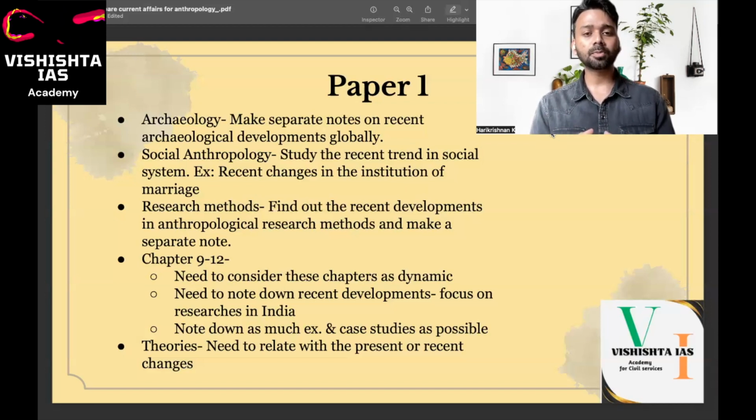From chapter 9 to 12, this is the physical anthropology. For physical anthropology, what I would advise is to read P. Nath's book. Try to understand each and every case study. He has filled his book with a lot of case studies, explained in a very good way. Try to collect all these things. Note down the names of the anthropologists too, so that your answer looks more legitimate.